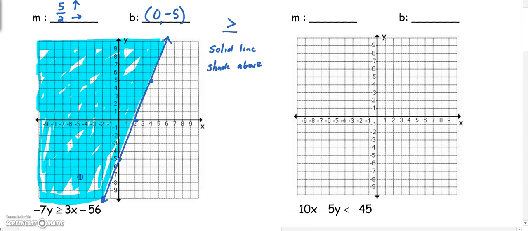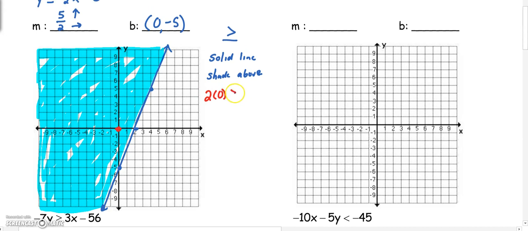If I want to double check that my shading was done correctly, remember that I can always pick a point. So I'm going to test the point 0, 0. So I have 2 times 0 is greater than or equal to 5 times 0 minus 10. 2 times 0 is 0, greater than or equal to 5 times 0 is 0, so negative 10. This is true. 0 is greater than or equal to negative 10, so I should be shading where that point lies.